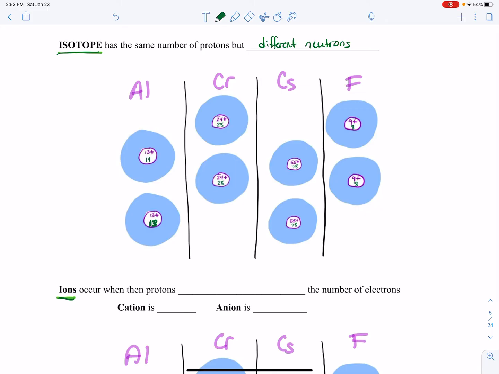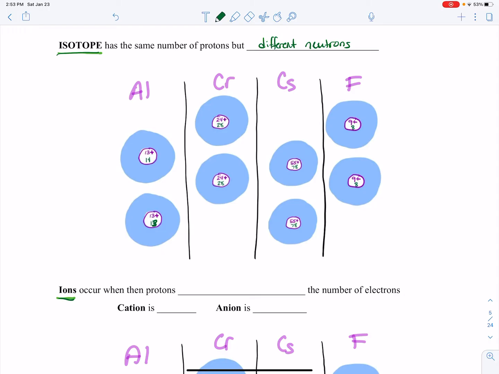So on this left case, you notice that both of them originally start off as 14 because I was drawing the same element. If we wanted to draw an isotope of that, we just change the number of neutrons. You can make it 13 or 15 or whatever you want to do. That would be an example of two different isotopes.